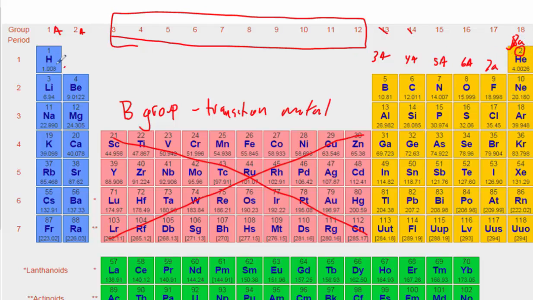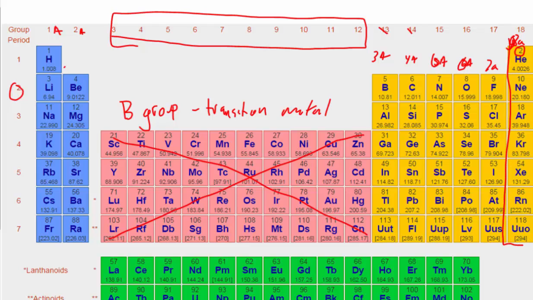But again, there's only 2 elements in the first row because that first energy level only holds those 2 electrons. Then we go to the next period. Lithium has 1 valence electron, beryllium has 2, boron has 3, carbon 4, nitrogen 5, oxygen 6 valence electrons, fluorine 7 valence electrons, and neon 8 valence electrons. Okay?